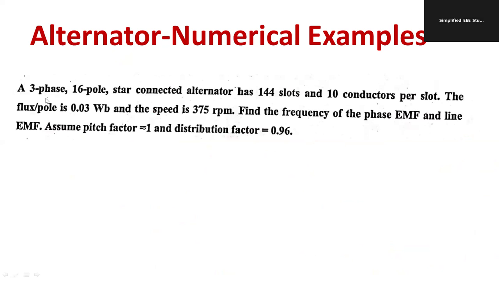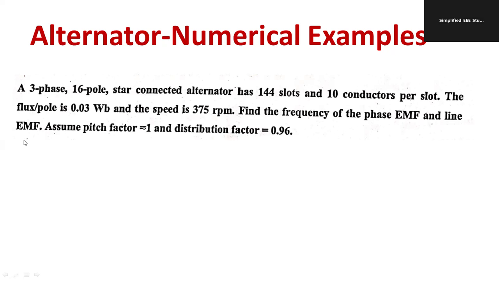It is closely similar. A three-phase, 16-pole, star-connected alternator has 144 slots and 10 conductors per slot. Flux per pole is 0.03 Weber and the speed is 375 RPM. Find the frequency of phase EMF and the line EMF. Assume that the pitch factor is equal to 1 and the distribution factor is equal to 0.96.